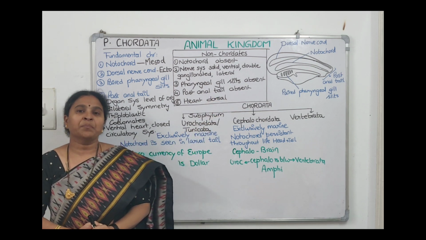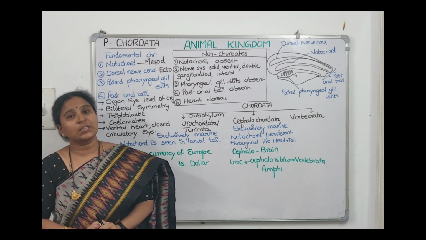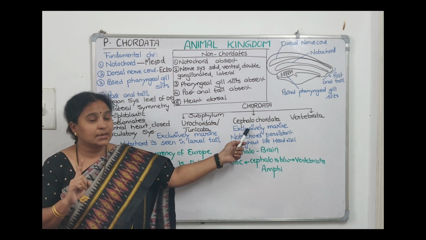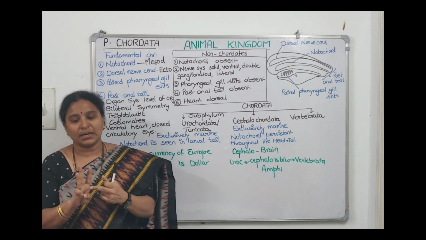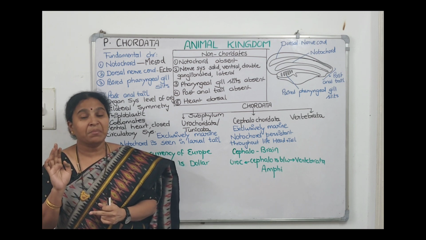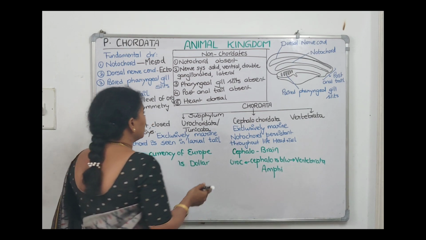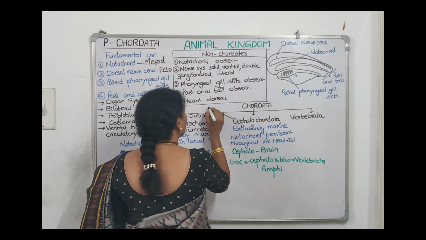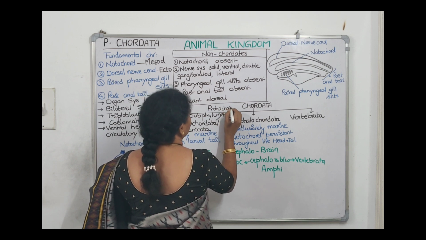Now coming to Chordata, Chordata is divided into three subphyla. The first subphylum is called UROCHORDATA. The second subphylum is called CEPHALOCHORDATA, and the third subphylum is called VERTEBRATA. Vertebrata is an advanced subphylum, whereas UROCHORDATA and CEPHALOCHORDATA, these two, are called protochordates.